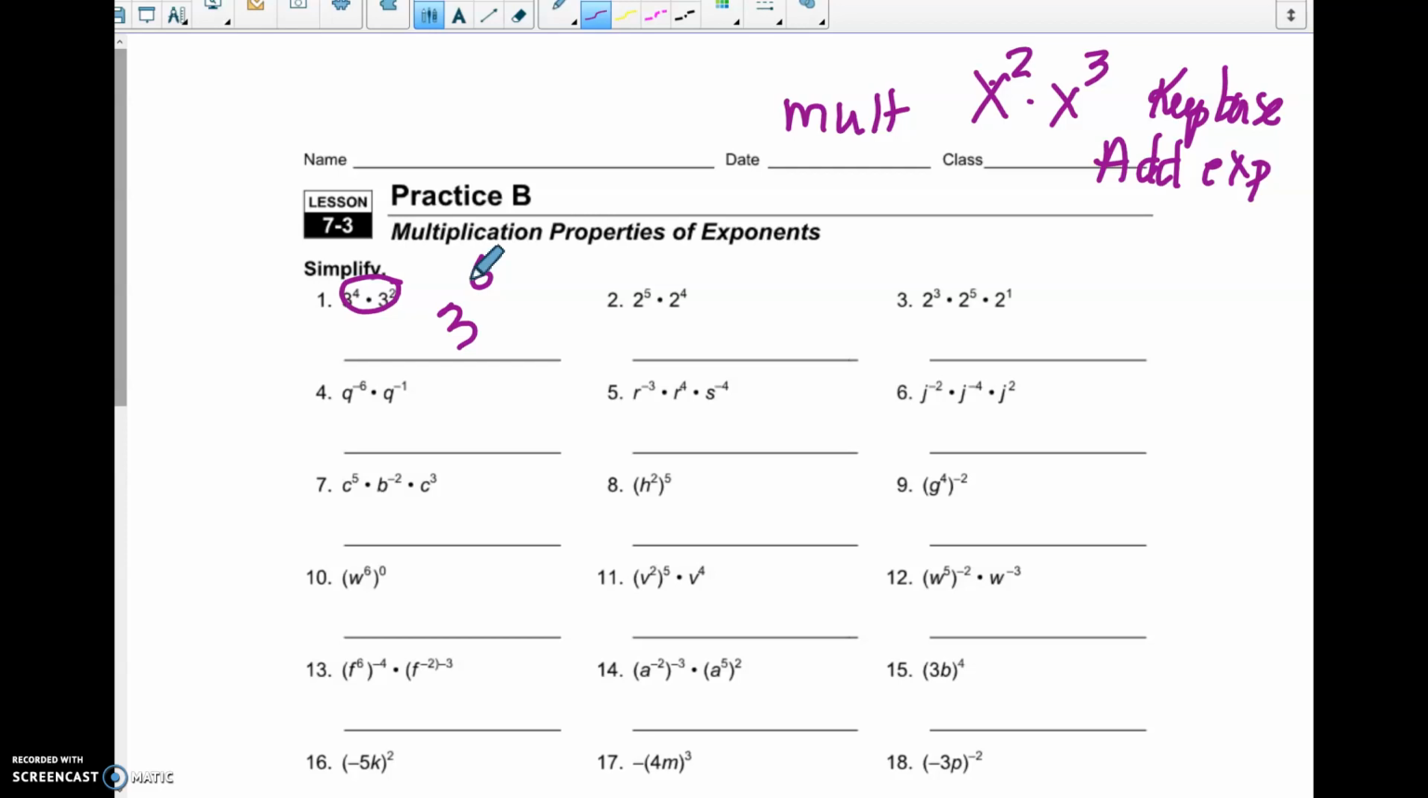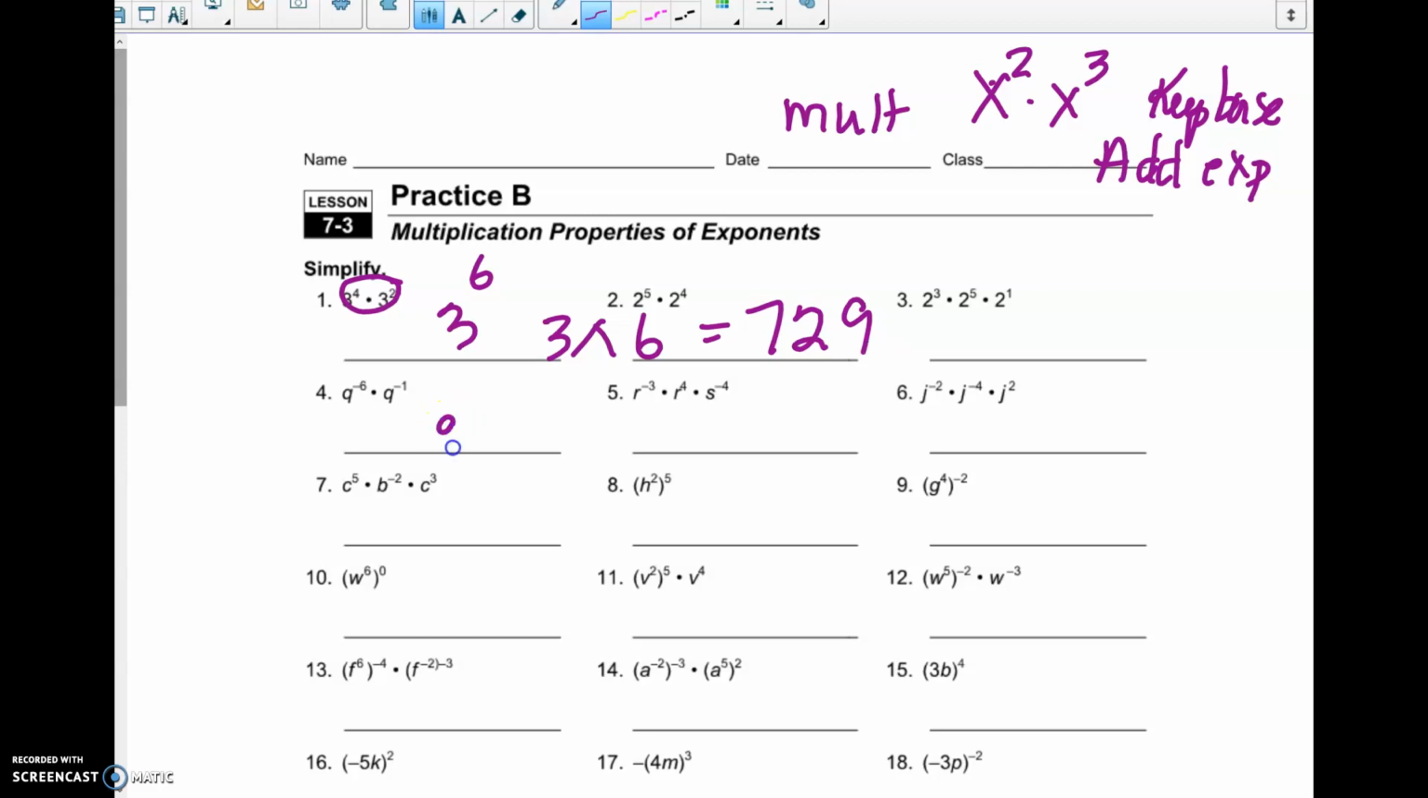Now, you're going to want to grab your calculator and go 3 caret 6. So remember, go 3, hit the caret button, and then 6. And that answer comes out to be 729.